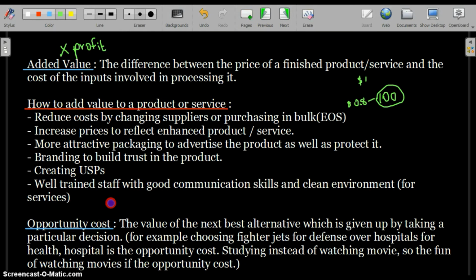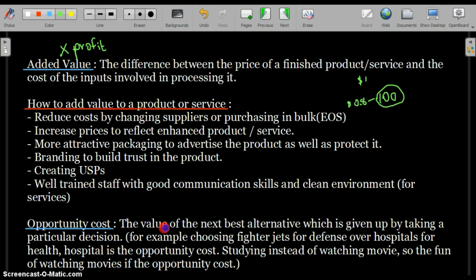If you have well-trained staff with good communication skills and a clean environment, that also means you have added value to the service, not the product, the service. You can say this in hotels or in a garage, maybe. So in these businesses where you are not selling a product but instead you are providing services, you need trained staff with good communication skills and a clean environment, as they can contribute to the added value.